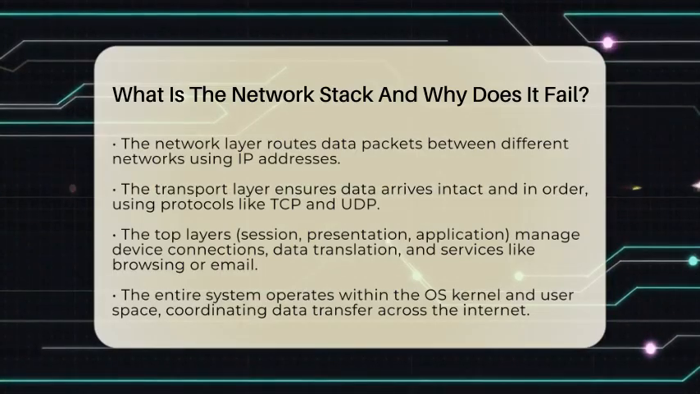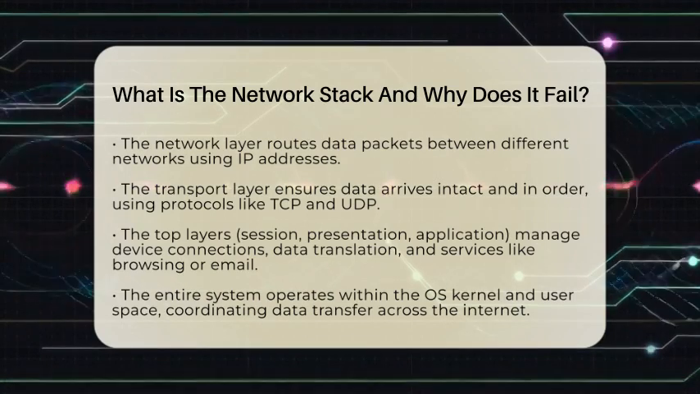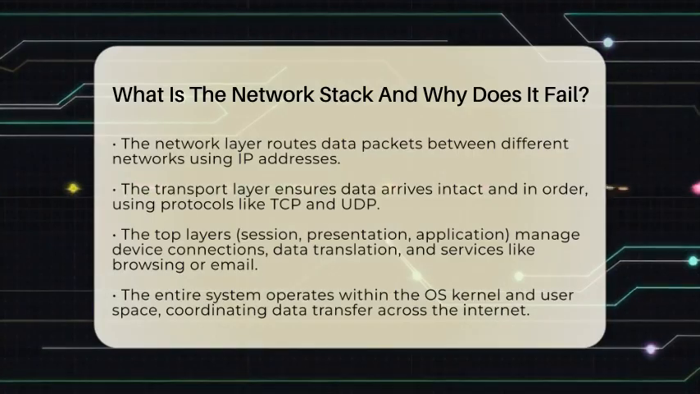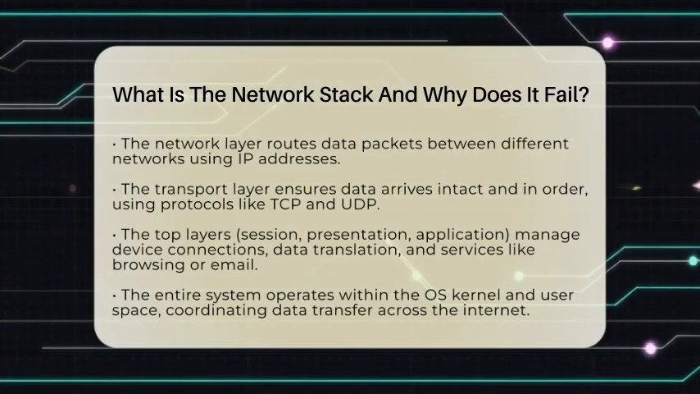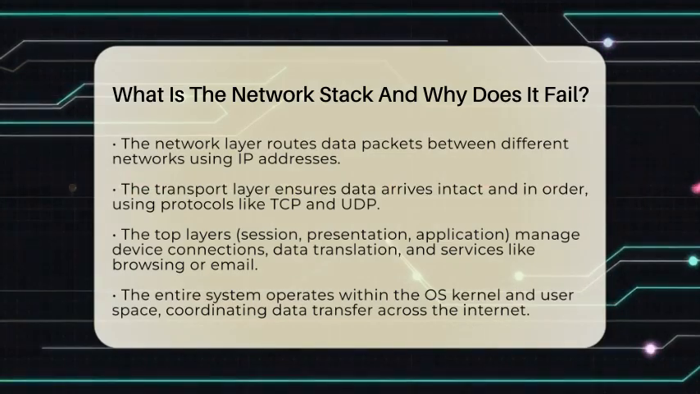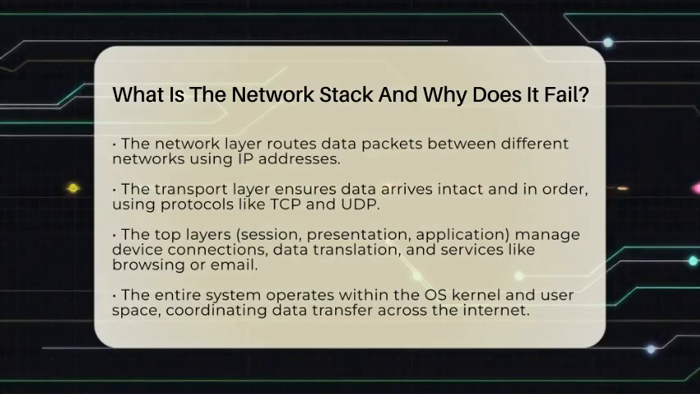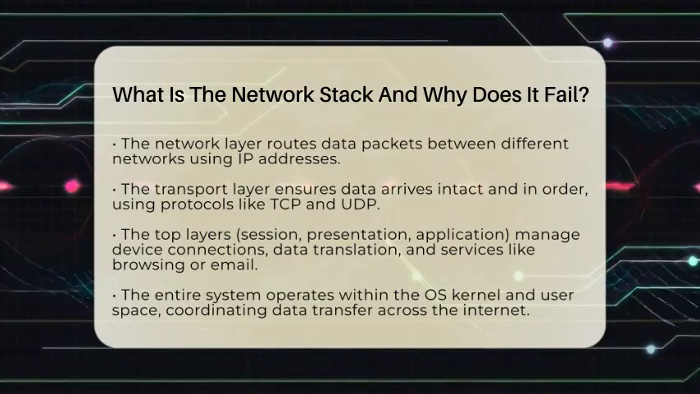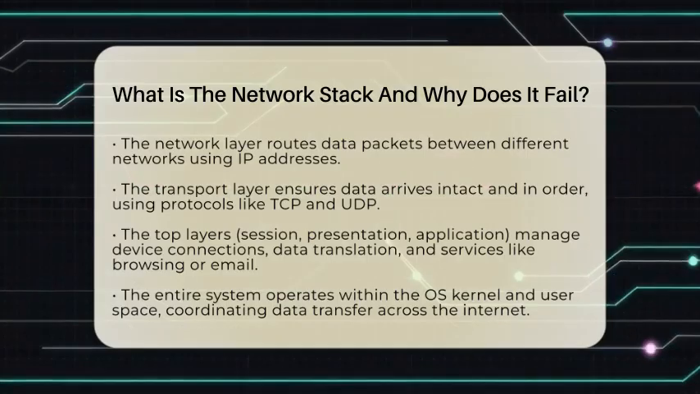The network stack is stored in the operating system's core, called the kernel, and also in user space through various protocols. When you open a web page or send an email, your device uses this layered system to handle all the steps needed to get your data across the internet. But sometimes, the network stack stops working properly. This can cause your internet to slow down or stop altogether.